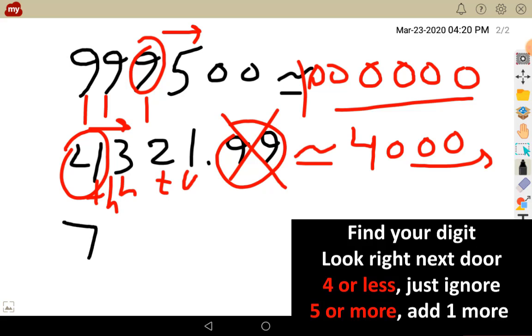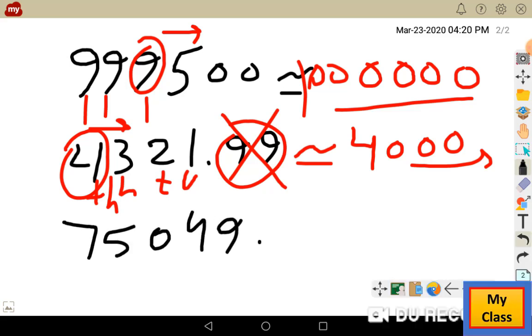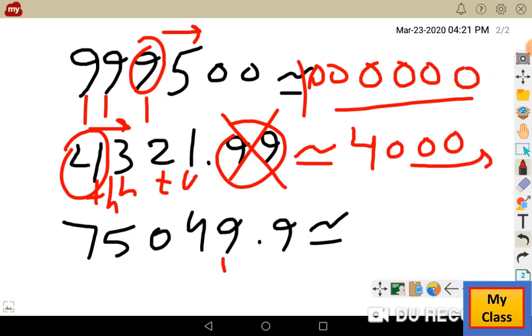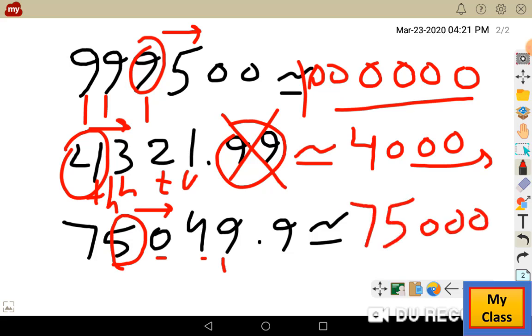75,000 and 49.9 to the nearest 1,000 also. In this case, I'll find thousands: units, tens, hundreds, thousands. Look right, 0, so it's 75,000. I don't deal with this part because all will be 0.